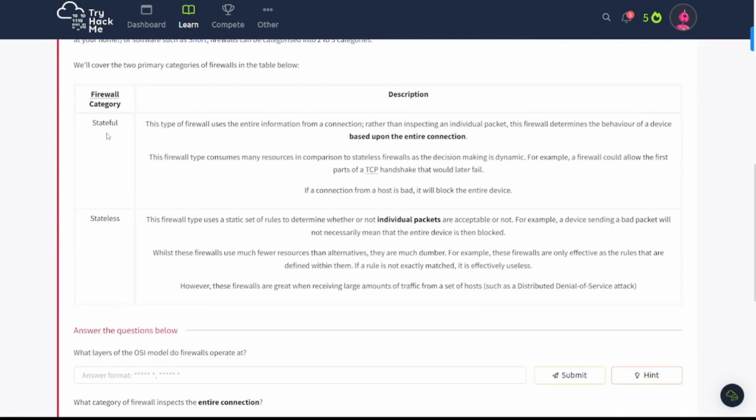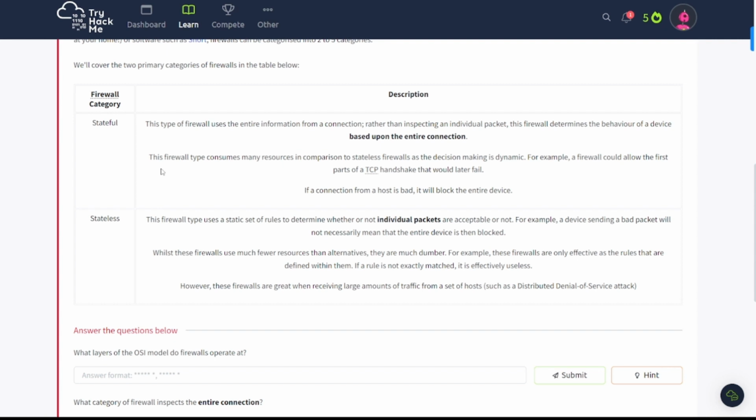All right, the first one's going to be talking about stateful. And let's look at the description here. It says this type of firewall uses the entire information from a connection rather than inspecting an individual packet. This firewall determines the behavior of a device based upon the entire connection. This firewall type consumes many resources in comparison to stateless firewalls, as the decision making is dynamic. For example, a firewall could allow the first parts of a TCP packet that would later fail. If a connection from a host is bad, it will block the entire device.